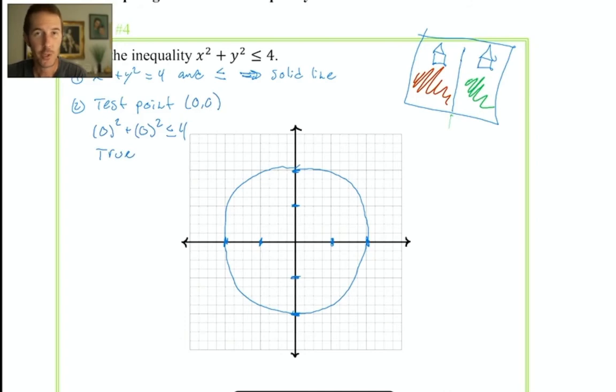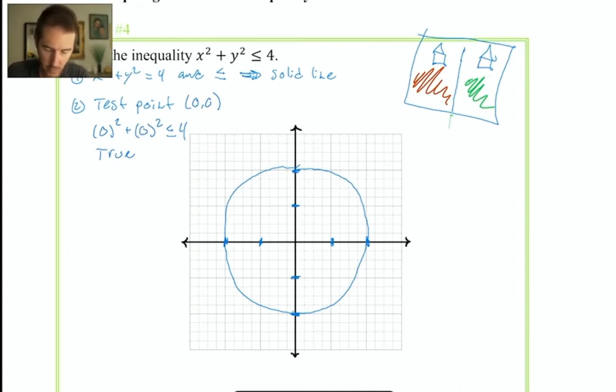So shade the region that includes the test point. If it had tested false, then we would be shading the region that does not include the test point, which would be outside the circle. But since we chose a test point that was inside the circle and it tested true, we will shade inside the circle.